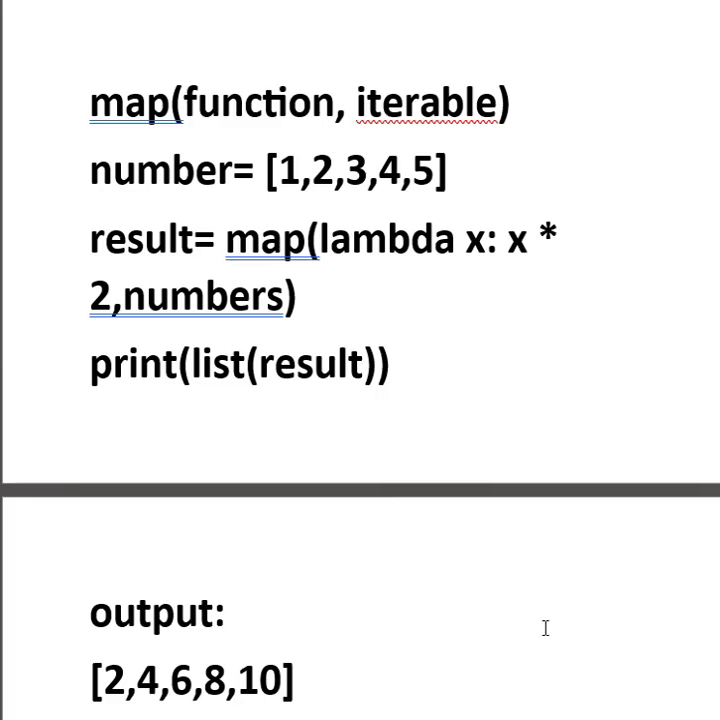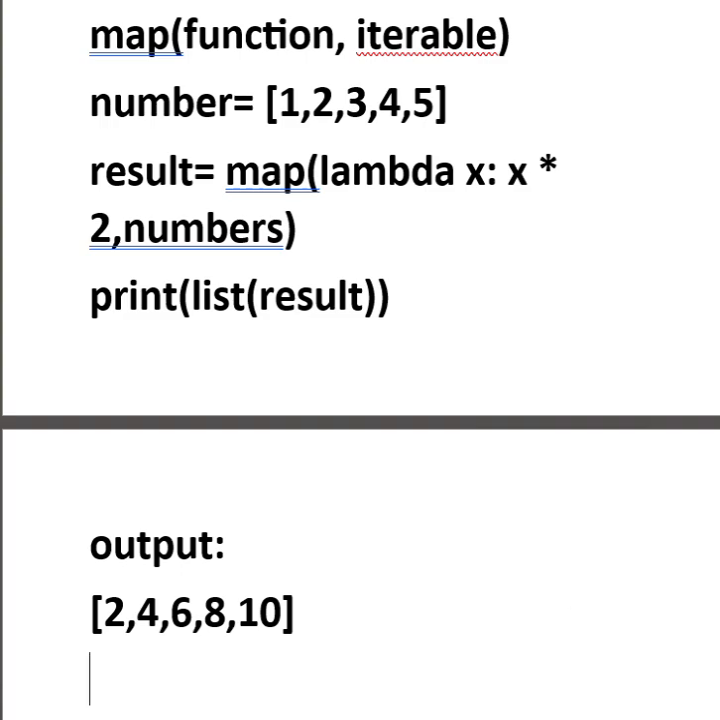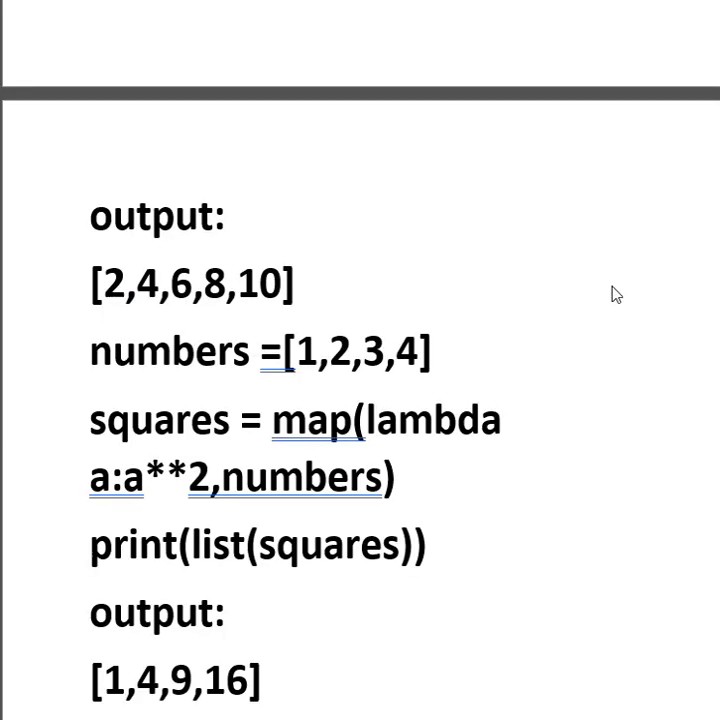Second one. Next example, we need to square the numbers. For example, I'm taking the variable name as numbers.